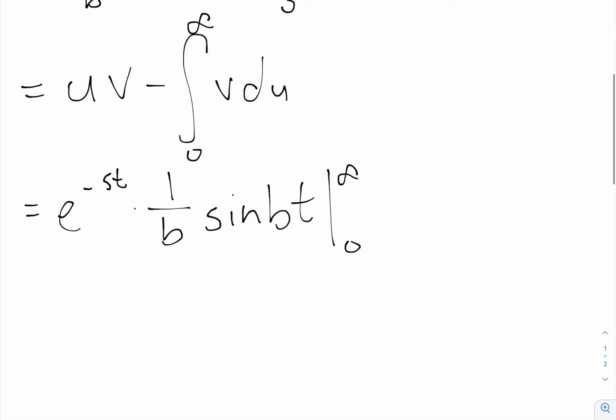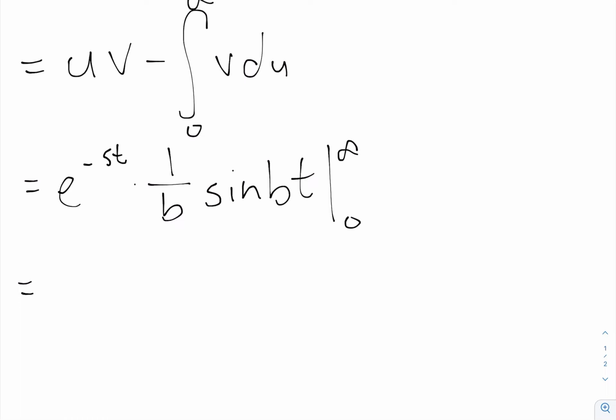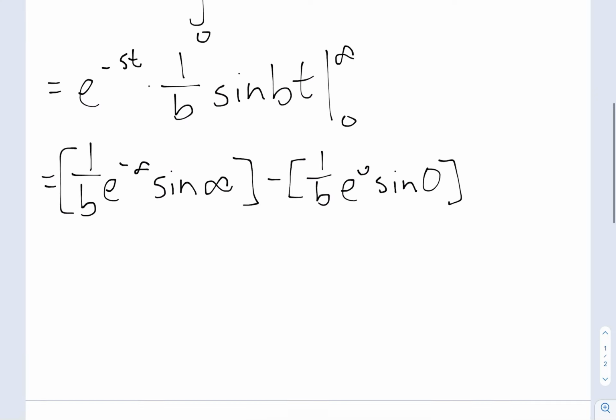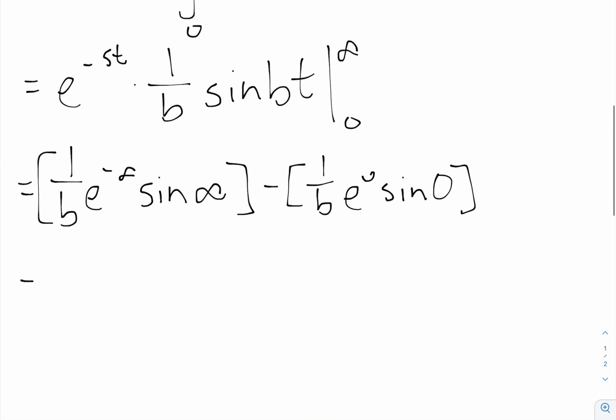So if we plugged in infinity for t, what this really is is 1 over b e to the negative infinity sine infinity. That's when we plug in infinity for t. And that's going to be minus 1 over b e to the 0 sine 0. Let's simplify this. We get 1 over b, that's just a number, b is a constant. e to the negative infinity is just going to be 0. So this part right here is 0.